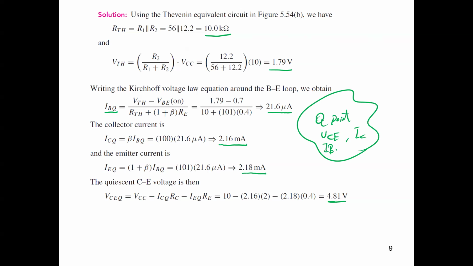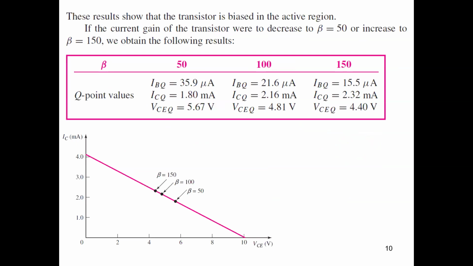Now, after getting the Q point, we need to check the stability of this circuit to the change in our current gain. So we will do the same. Make the calculations again for beta equals 50 and beta equals 150. If you do that, here in our circuit, you will find these values.